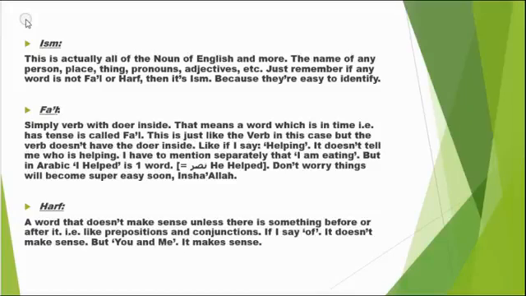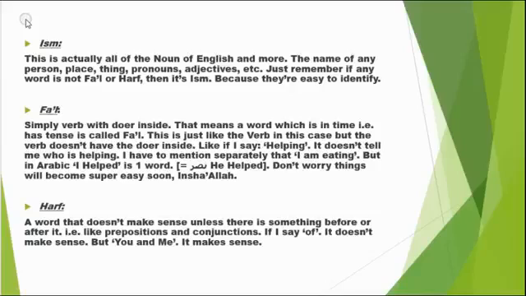Like, if I say "of," it doesn't make sense. But if I say "the ice cream of chocolate," or "you and me," it makes sense. Like the "and" and the "of," it doesn't make sense if I don't add something before them or after them. This is actually how harf works.